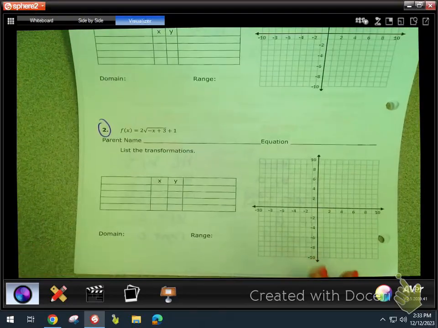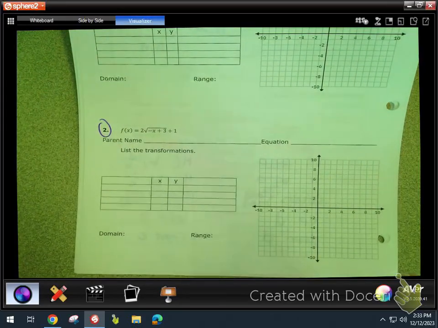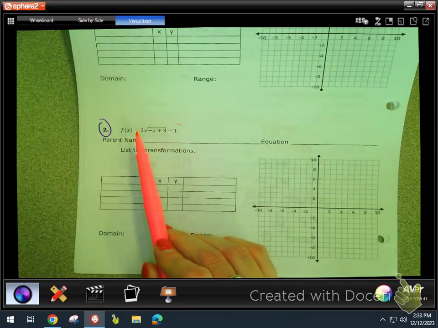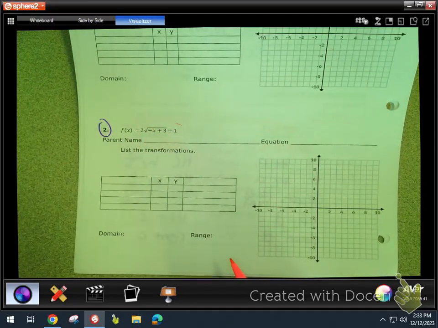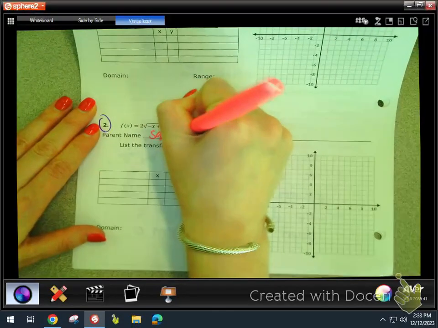Okay? All right, so here's what's going to get a little bit tricky, is that they're all going to be jumbled with what parent function we have. So the first thing is on number 2, when you look at this equation, what parent function am I talking about? This is the square root. And what's the square root parent equation?